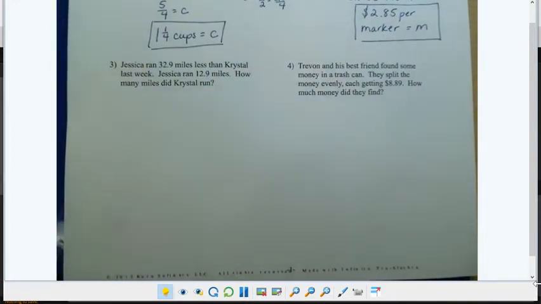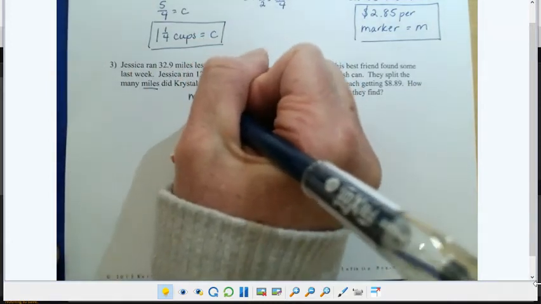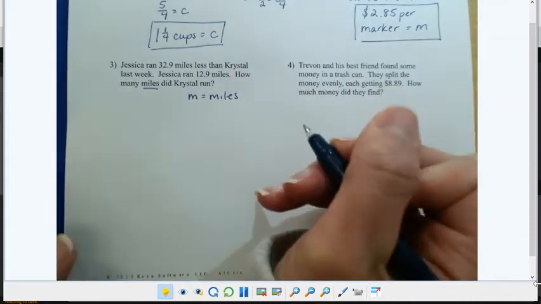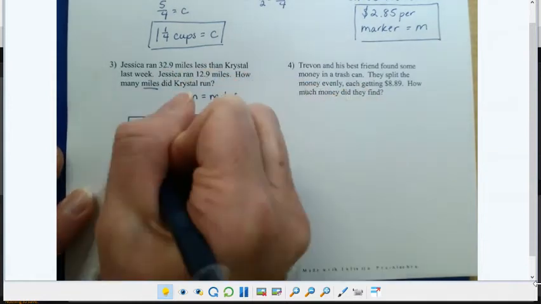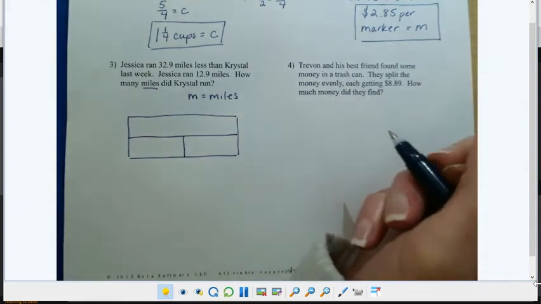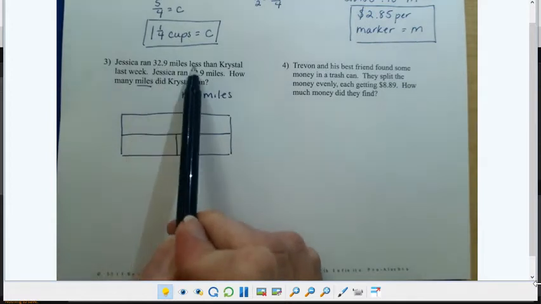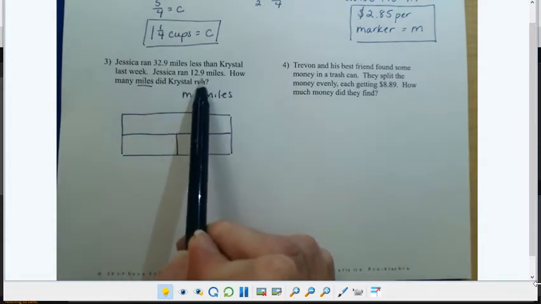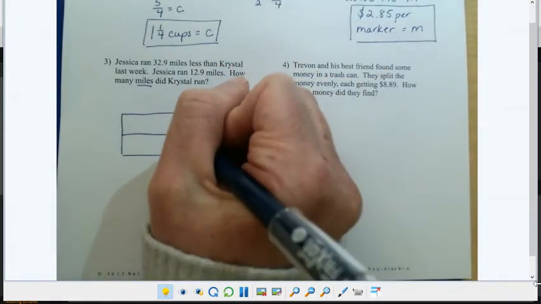All right, pause the video and solve number 3. All right, again, I'm looking for my how many, and it's miles, so that's going to be my variable. I don't have any each, or I don't have groups of things, so I know I'm looking for a total. So Jessica ran 32.9 miles less than Crystal. Jessica ran 12.9. So how many did Crystal run? So I want to know how many miles Crystal ran. So that's my total.